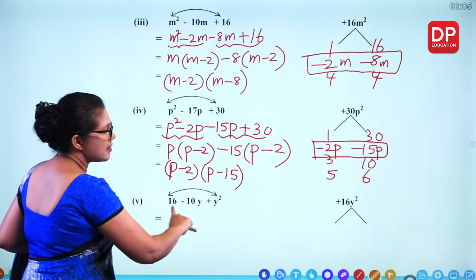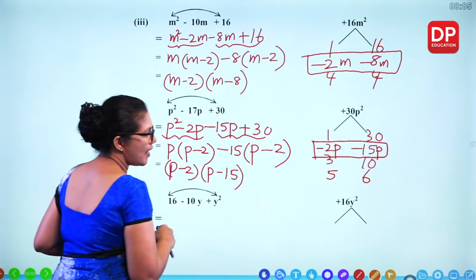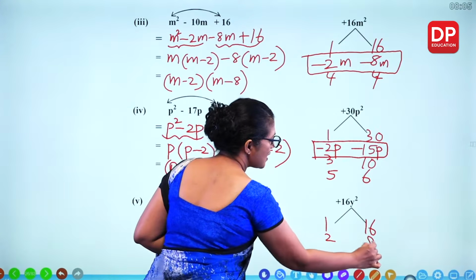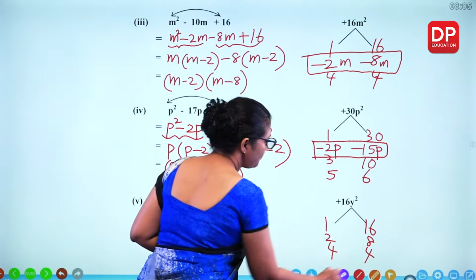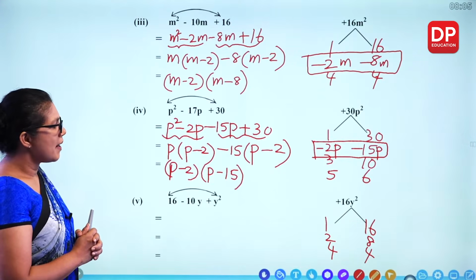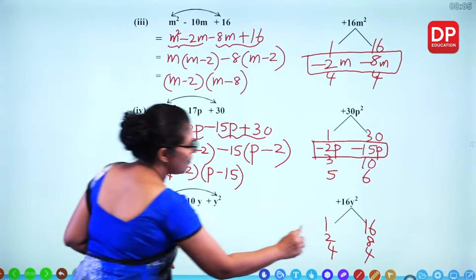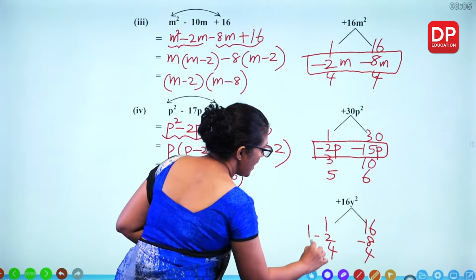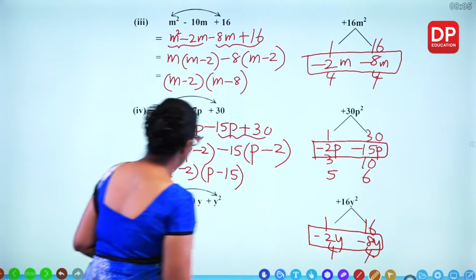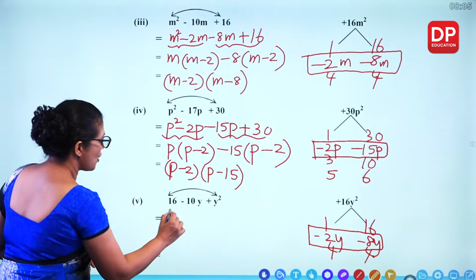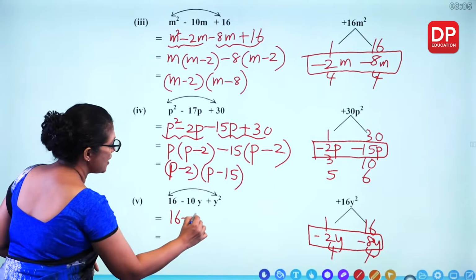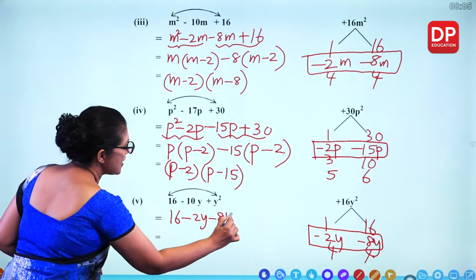What are the factors of 16y squared? Factors of 16: 1 and 16, 2 and 8, 4 and 4. What are the suitable ones to get minus 10? Minus 2 and minus 8. And this becomes y and y. Now I am splitting the middle term, minus 10y, into minus 2y and minus 8y.